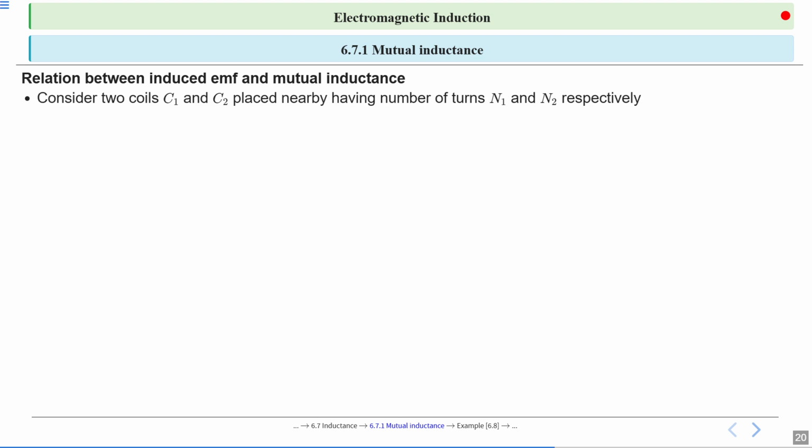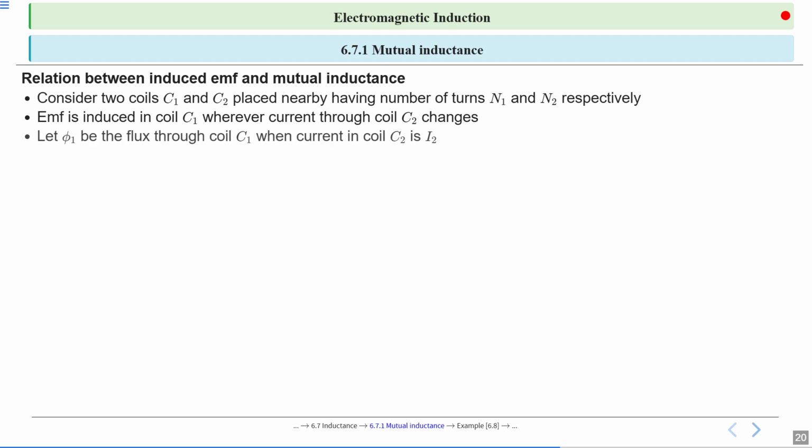So, relation between induced EMF and mutual inductance. Consider two coils C1 and C2 placed nearby having number of turns N1 and N2. EMF is induced in coil C1 whenever current through coil C2 changes. Okay, so current is flowing through the C2 coil and it is being changed. So EMF is induced in coil C1. So let phi 1 be the flux through coil C1 when current in coil C2 is I2.